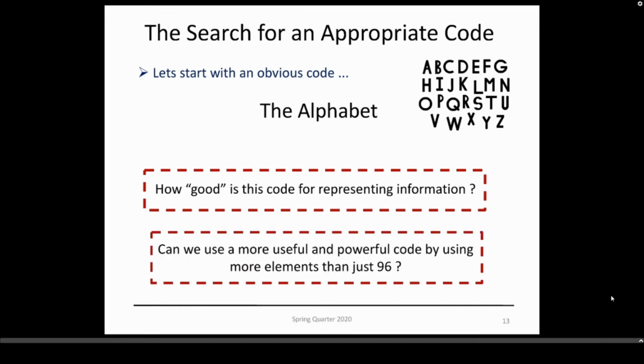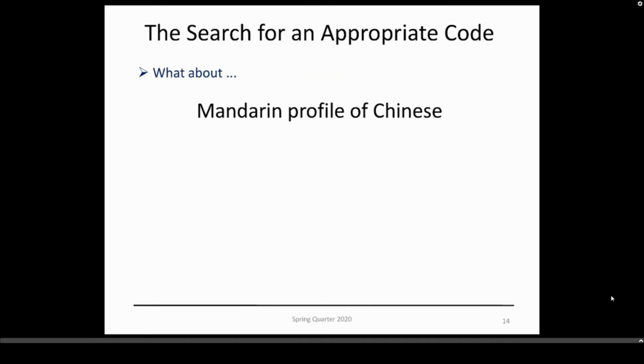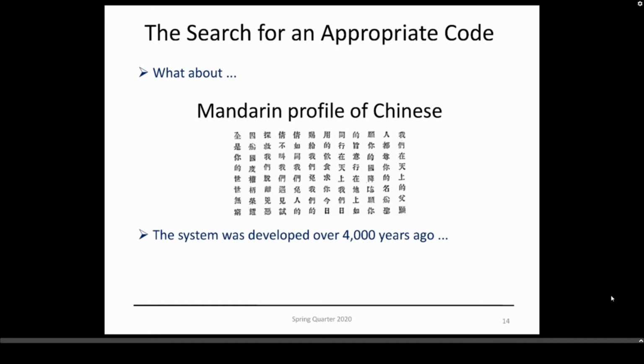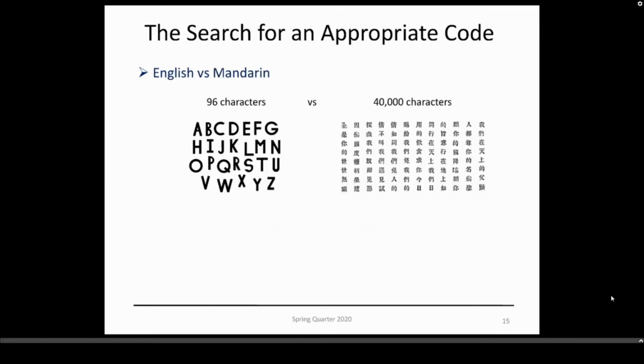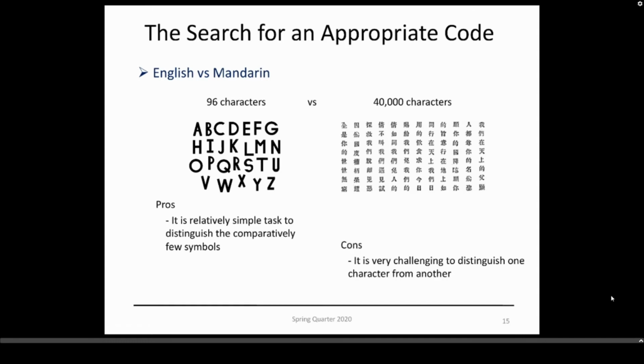Can we use a more powerful coding mechanism rather than these 96 elements? What about Mandarin, a form of Chinese, where you can have as many as 40,000 characters to represent information? Well, there are pros and cons to these approaches. One of the advantages of using the 96 characters is that it's simple to distinguish the characters from each other, while that is a disadvantage with Mandarin.